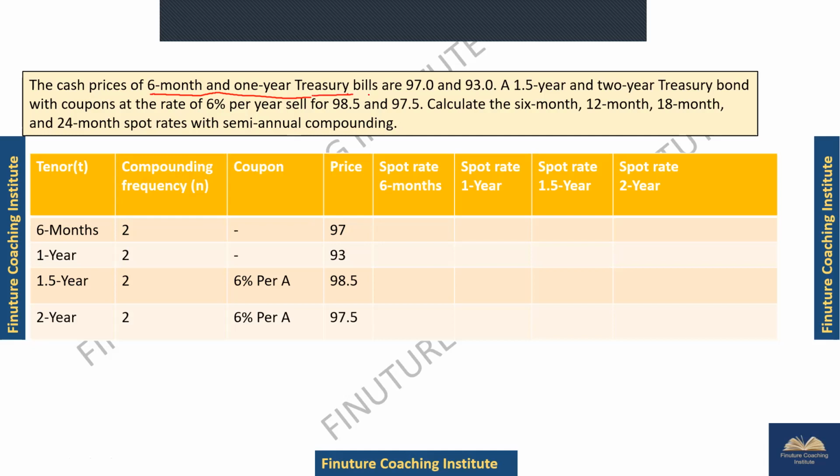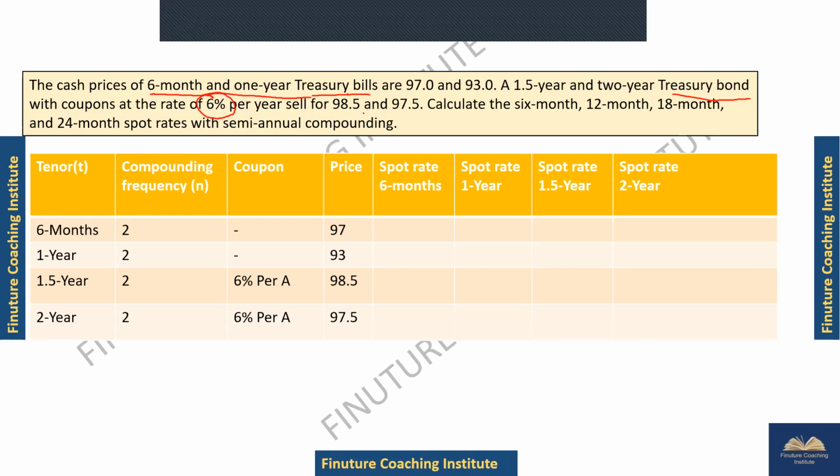The difference between a treasury bill and a bond is, in the next part we have been given treasury bonds and in the initial part we have been given treasury bills. So the difference is that there is no coupon for treasury bills, and for 6 month and 1 year the prices are 97 and 93. And for 1.5 year and 2 year treasury bonds, the coupon is 6% per annum.